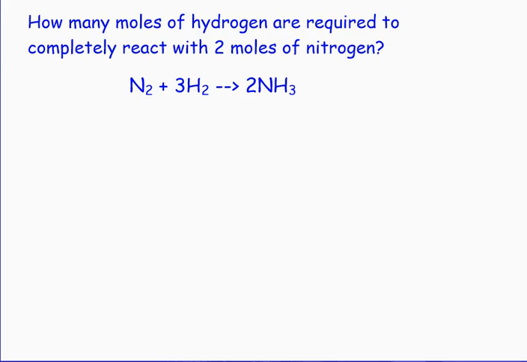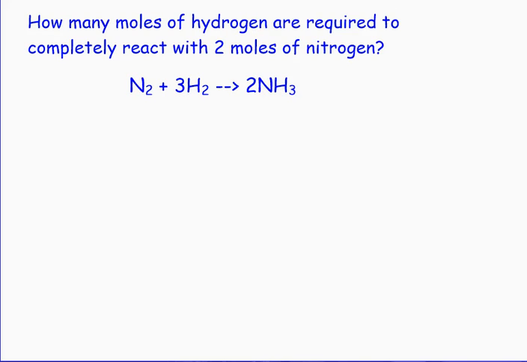Our first question is, how many moles of hydrogen are required to completely react with 2 moles of nitrogen? And it gives us the balanced chemical equation of 1 mole of nitrogen gas plus 3 moles of hydrogen gas form 2 moles of NH3. Now, we are going to be using unit analysis or dimensional analysis to be solving these problems. And I know that for every 1 mole of nitrogen, I need 3 moles of hydrogen.